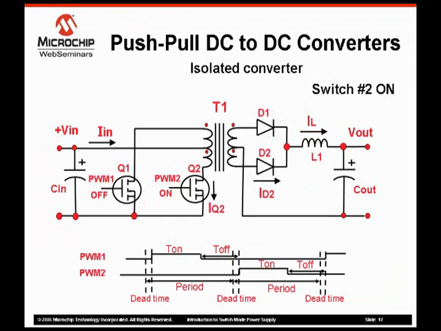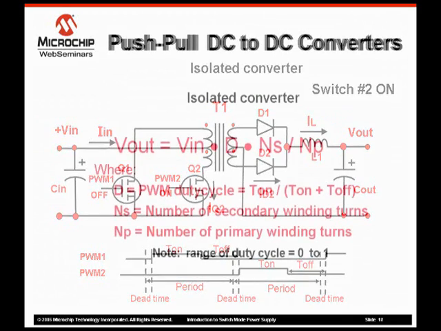When Q2 is turned on, the current flow through the transformer transfers energy to the secondary winding of the transformer. The current flows from the secondary winding through diode D2 into the inductor, Cout, and the load. When Q2 is turned off, the inductor current will continue to flow through the transformer winding and diode D2 until the inductor current drops to zero, or the diode becomes reverse biased by the action of Q1 turning on.